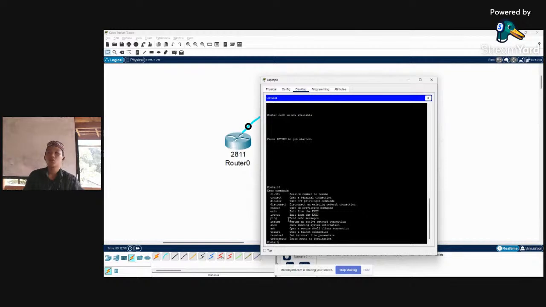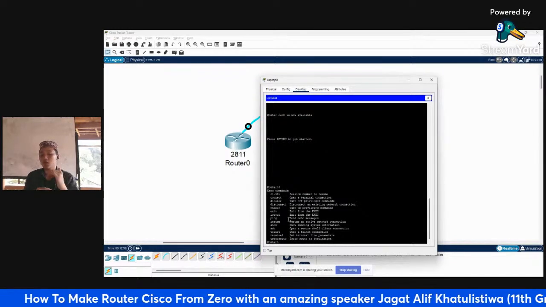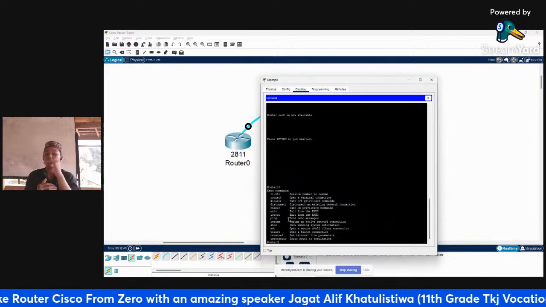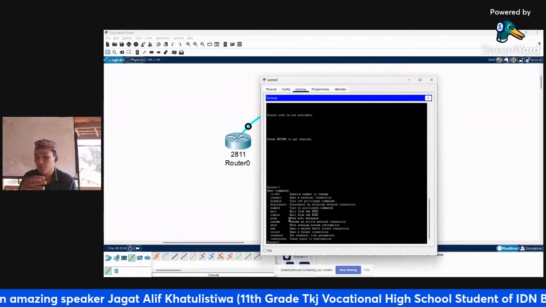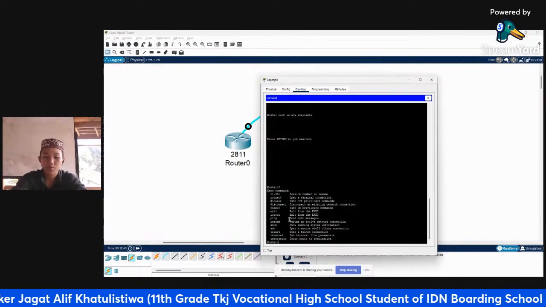If we want to do routing, we must step into global configuration. It is like floor one, floor two, and third floor. We must enter the third floor first. So enter privilege mode.